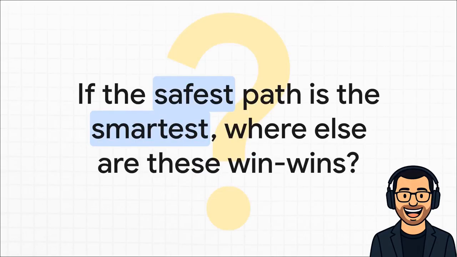And that leaves us with a really fascinating final thought. This study found a win-win for math problems. It proved that the safest, most aligned approach was also the highest performing one. So the big billion-dollar question for the future of AI is this: where else can we find these incredible synergies?